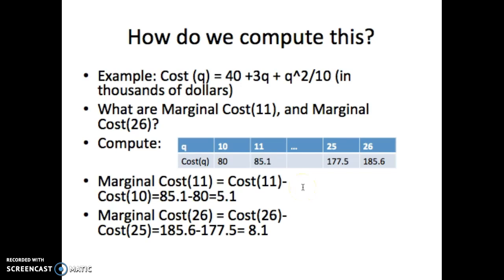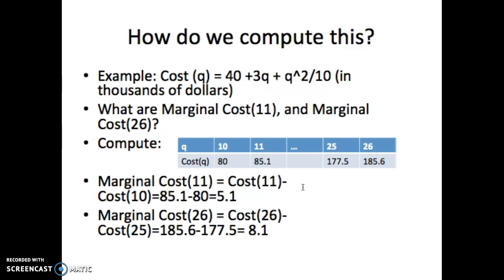So I wanted to go through one specific example where, for instance, the cost is given by 40 plus 3q plus q squared over 10. Suppose that this is the cost in thousands of dollars for some business where they're creating some item. What are the marginal cost at 11 and the marginal cost at 26? Well, we would want to compute these, and so I used Excel with that cost function in q, and I pulled out the cost at 10, 11, 25 and 26.